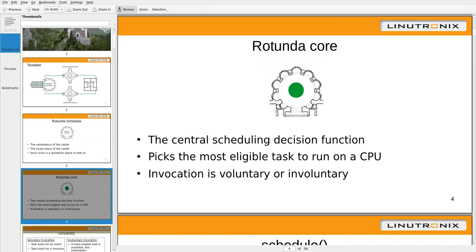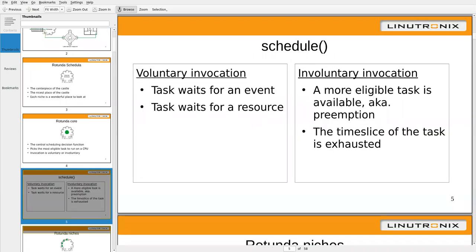So in the middle, in the core, here we have the central scheduling decision function. What does it do? It picks the most eligible task to run on a CPU. Whatever that means, eligible. Most people associate that with priority, but that's no longer true. The invocation to go there is either voluntary or involuntary. So what does that mean?